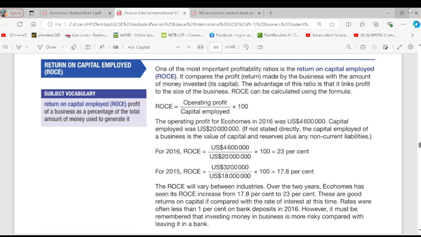And the formula for ROCE is operating profit divided by capital employed multiplied by 100. That will give you return on capital employed. Is it clear, please?